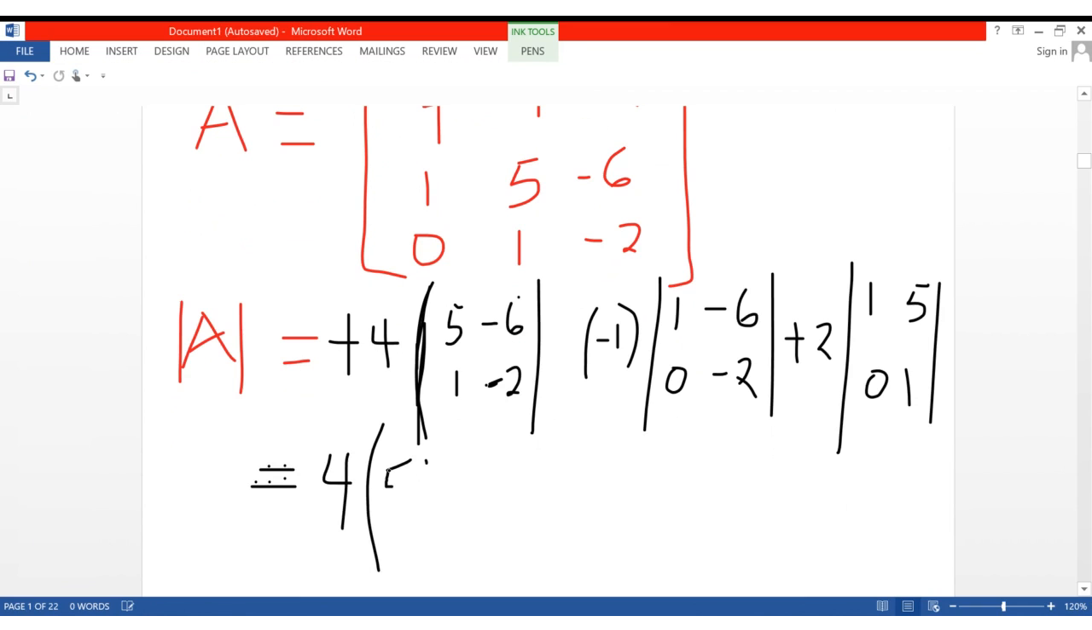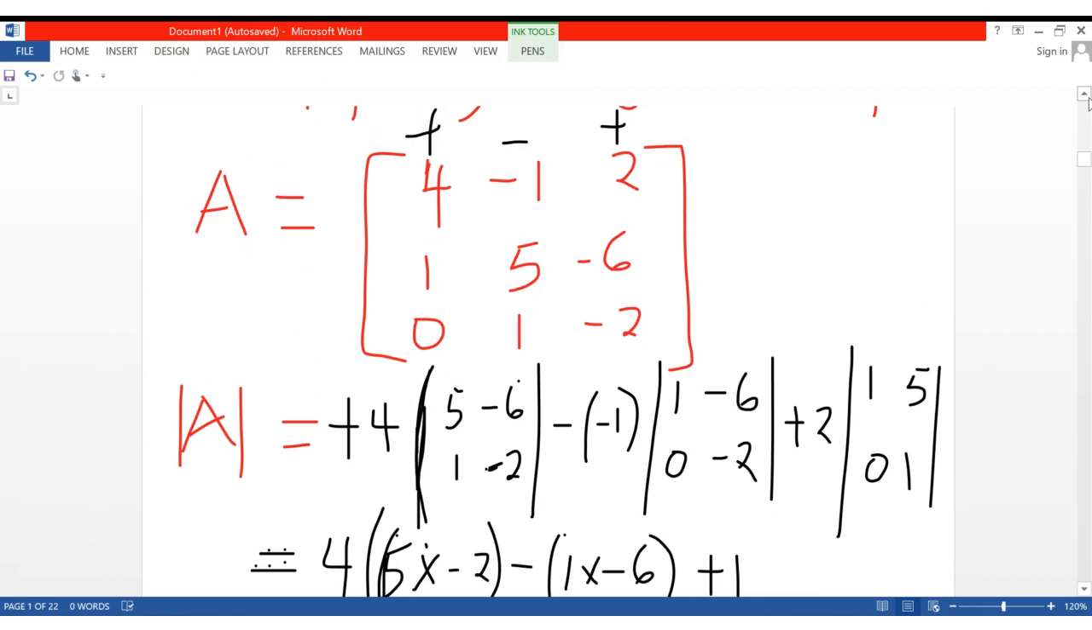5 times -2. In the next example, I'll skip the step of writing the 5 because we can easily multiply. So 5 times -2, and then 1 times -6. And then the other sign was what? It was negative, sorry. To be able to check, I had -1, but the sign was negative.